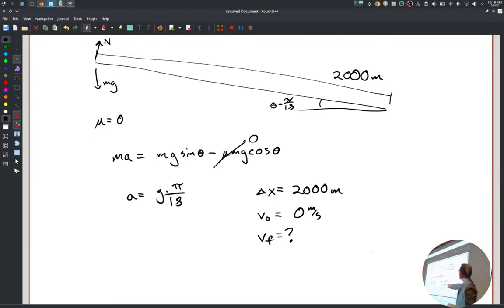We actually don't need the mass because we said mu is zero. Mass gets divided through no matter what. So yeah, we don't. 50 kilograms, 500 kilograms, according to what forces we have, no change. So how fast is it going to go?